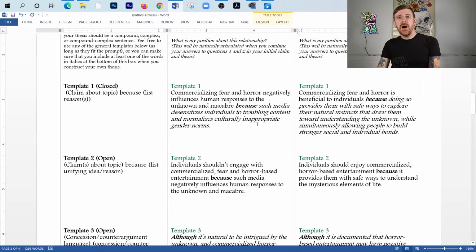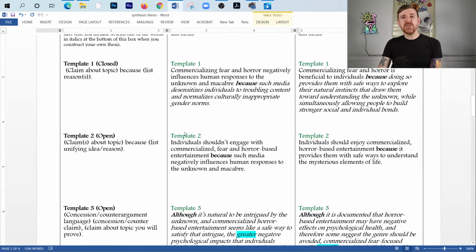Okay. If we look at number 2, this is actually more open. I am more free to go in multiple directions. I can go in the same directions that template 1 has, but you'll notice that I have here a much clearer argument. Although it's very clear that I don't love horror films, my argument is central. It says individuals shouldn't engage with commercialized fear and horror-based entertainment.